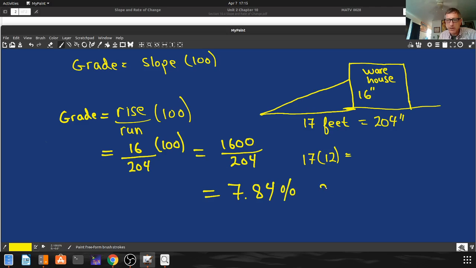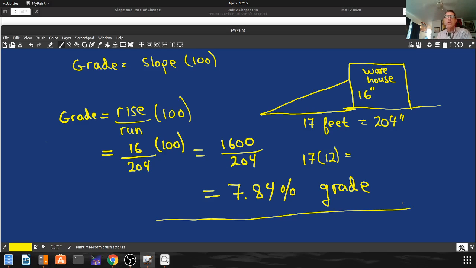7.84% grade. Okay. There could be some grade questions on your homework, but just remember, whatever we're doing, if our units are rise over run, they have to be converted to the same unit. And once we do so, the end result is just a pure number.